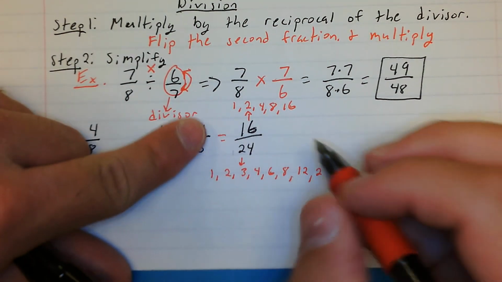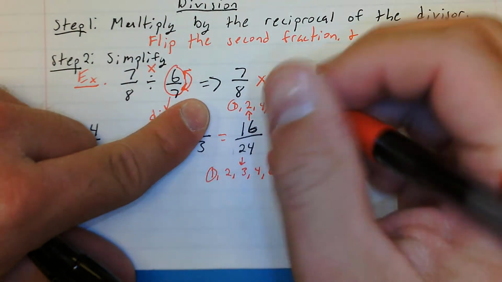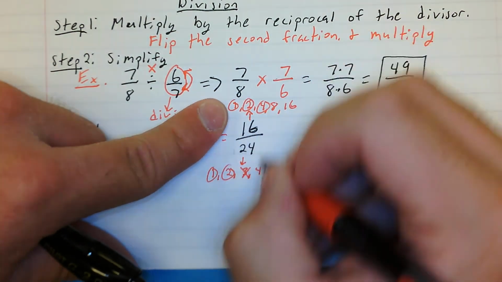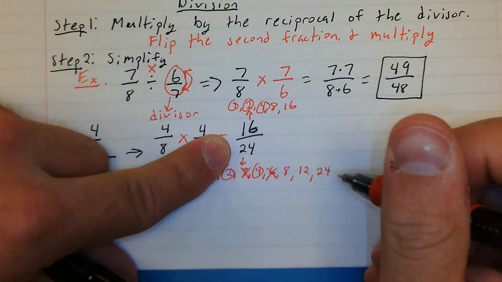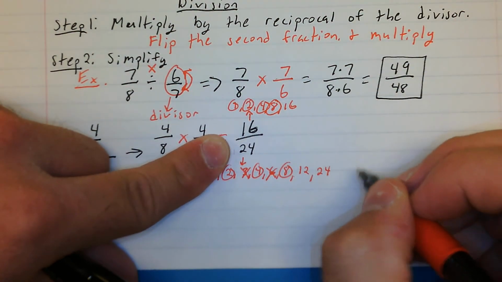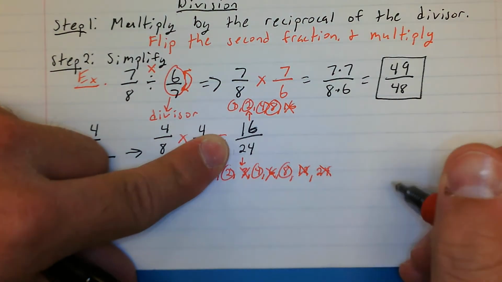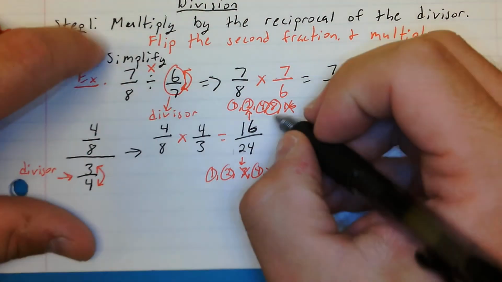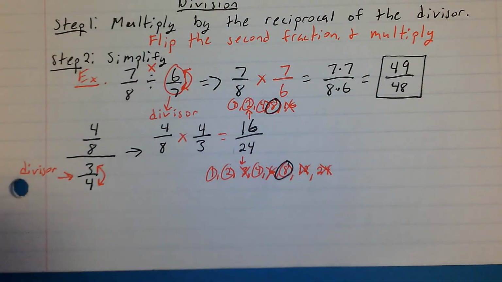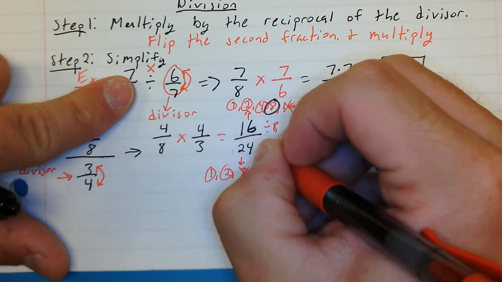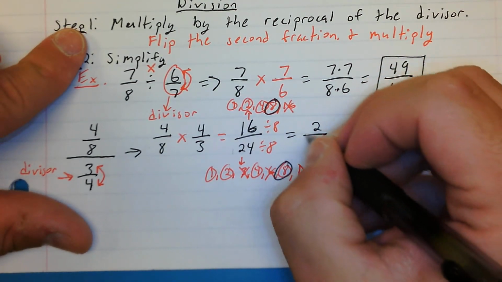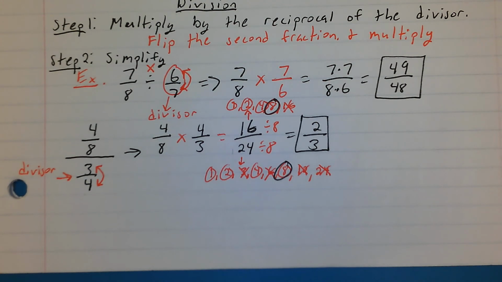So let's look for common numbers. So we have 1 and 1. Okay, we have 2 and 2. 3 is not. We have 4 and 4. 6 is not. We have 8 and 8. 16, 12, and 24 are not. So my greatest common factor, the largest number I can divide by, would be 8. So that's what we're going to go with, is 8. So I'm going to divide the top by 8, divide the bottom by 8, and I will end up getting 2/3 as my final answer. And that is it for today.